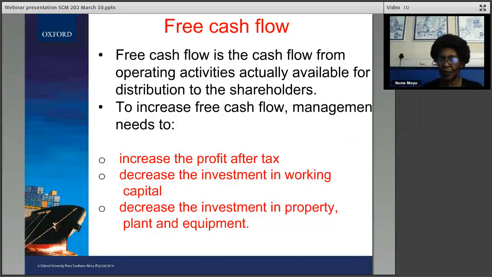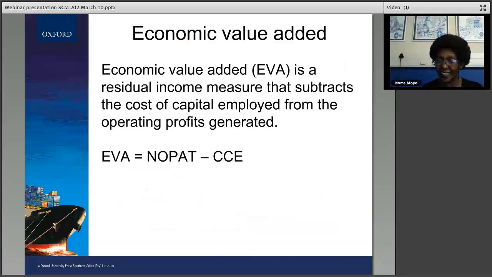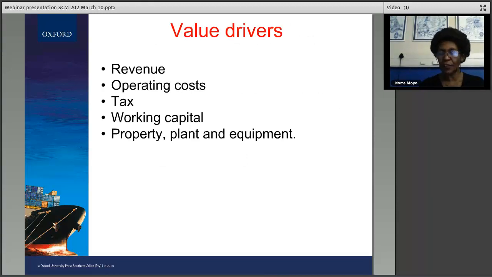Free cash flow from operating activities is actually available for distribution to shareholders. To increase free cash flow, management needs to increase the profit after tax, decrease the investment in working capital, and decrease the investment in property, plant, and equipment. Economic value added is net operating profit after tax less cost of capital.